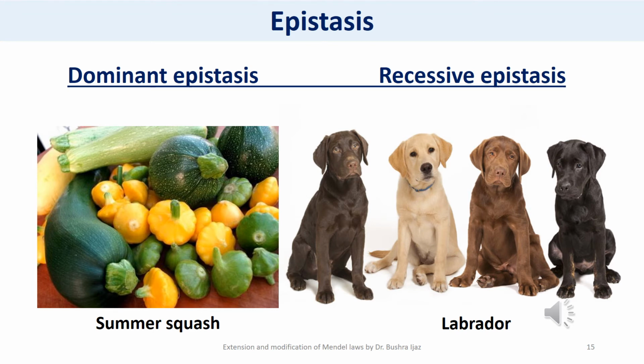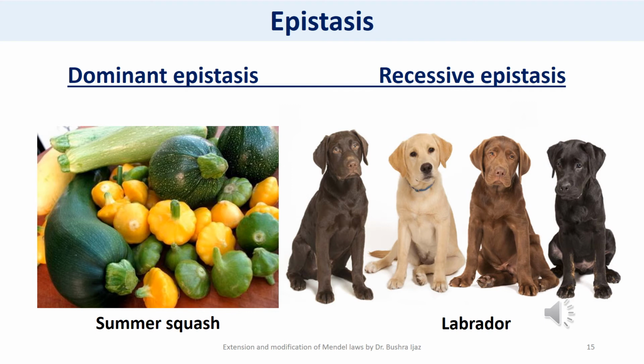Now let's look at epistasis in detail. As I told you, epistasis is the interaction between the genes present at two separate loci or locations in which one gene suppresses or masks the expression of another gene. The gene controlling the expression of the other gene is called the epistatic gene, while the gene that is being suppressed by the epistatic gene is called the hypostatic gene. Now, in the phenomenon of epistasis, we have two types of epistasis. Actually, we have three types, but you need to focus on two of them. One is called dominant epistasis and the other one is called recessive epistasis.